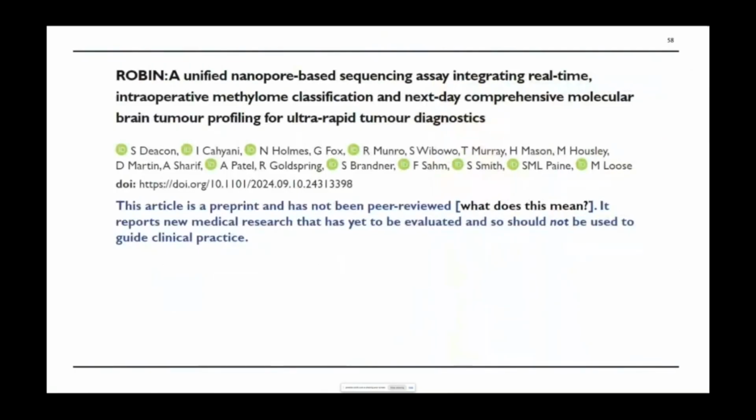We do have a preprint, which is up on medRxiv. Please do have a look at that. It's actually only describing the first 50 cases that we looked at. We've generated a lot more data since then.